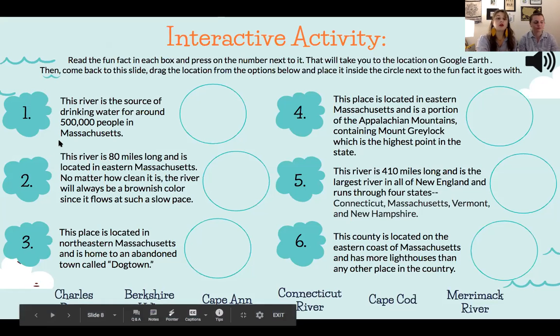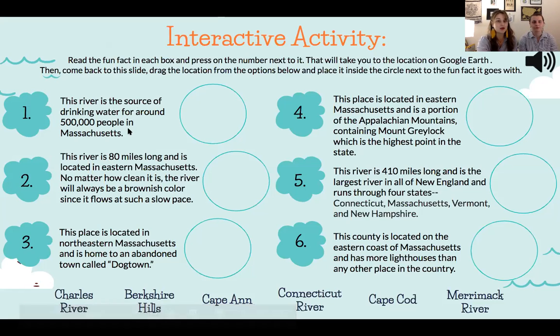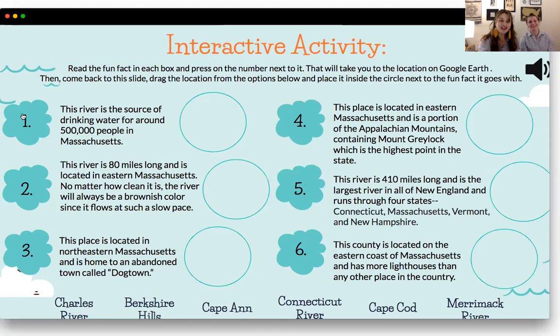So for example, this river is the source of drinking water for around 500,000 people in Massachusetts. Where do you think that is, Emily? I don't know. Let's click on number 1. Yeah, let's click on number 1.